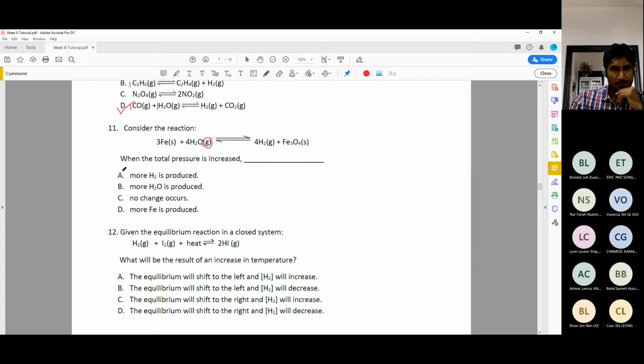So when the total pressure is increased, what will happen? More hydrogen will be produced. Because it is 4 plus 1, it is 5 on the right side, and it is 7 on the left side. 3 plus 4, 7. So more pressure means it will go to the side with the fewer number of moles, isn't it? So more hydrogen will be produced.